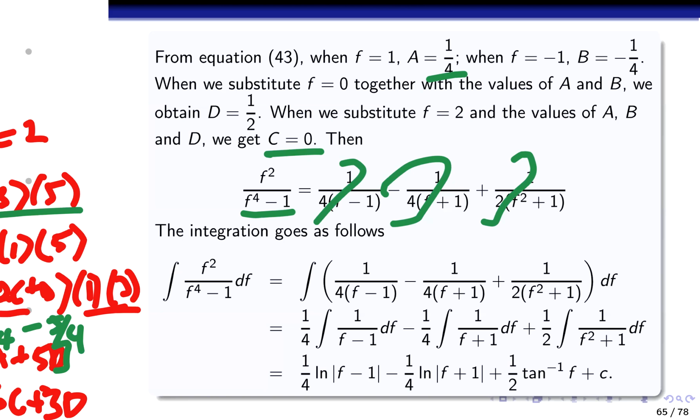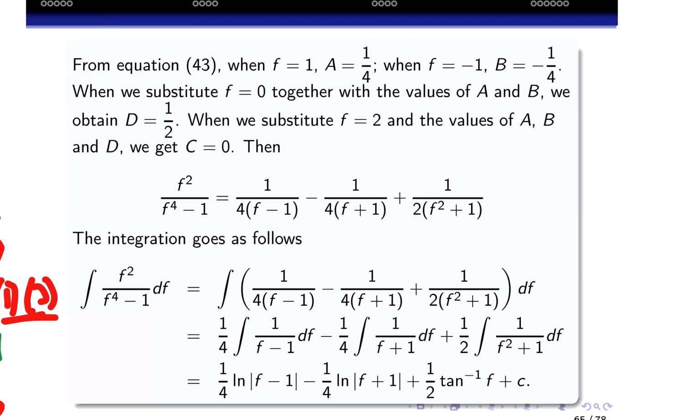So with that sorted, then you can move on. So this is the expression you have to integrate now. So the integration goes as follows. Like we've done before, you have 1 over 4 out here, 1 over f minus 1. Then you have minus 1 over 4 out here again, 1 over f plus 1. And you have 1 over 2 out here, all over f squared plus 1.